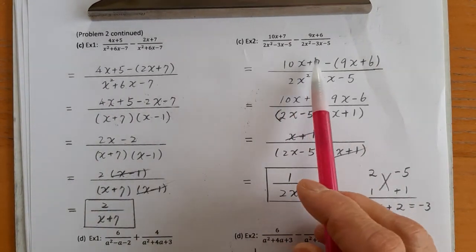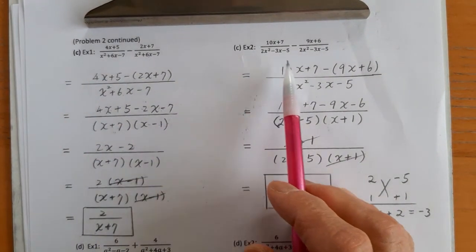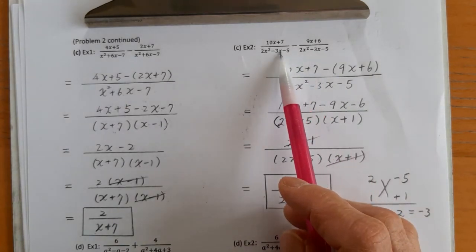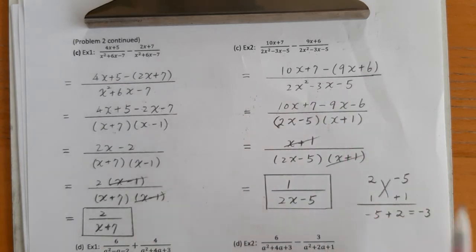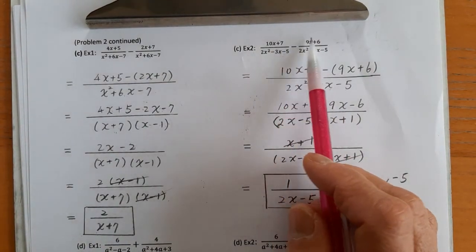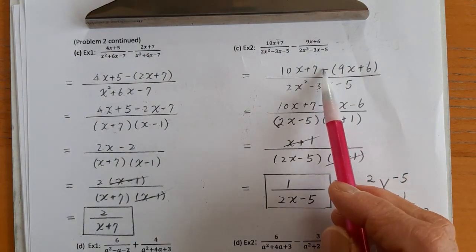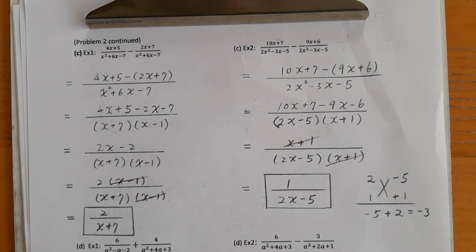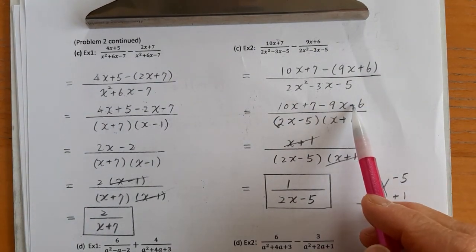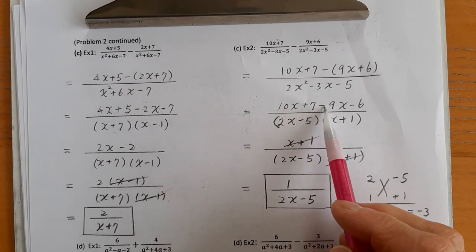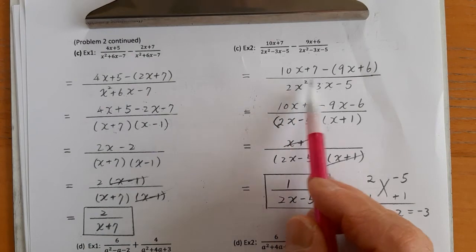And the second example, for 2C, second example. Since the two have the same denominator, 2x squared minus 3x minus 5, so just do numerator subtraction. And the second one, you need to put the parentheses when you do subtraction. And then when you remove the parentheses, this plus needs to change to minus. So we got 10x plus 7 minus 9x minus 6. And the denominator, you can factor it.